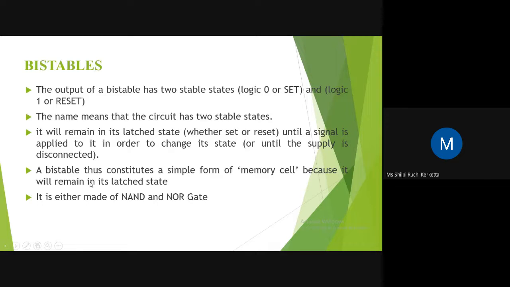A bistable thus constitutes a simple memory cell, because it will remain in the latch state. It is not changing. It means it has a memory. Whatever the previous state was, it will remain in the same state. So we say that it has a memory and it will remain in the same state. So how do we make these bistable latches? We use a NAND or a NOR gate to make a bistable state.